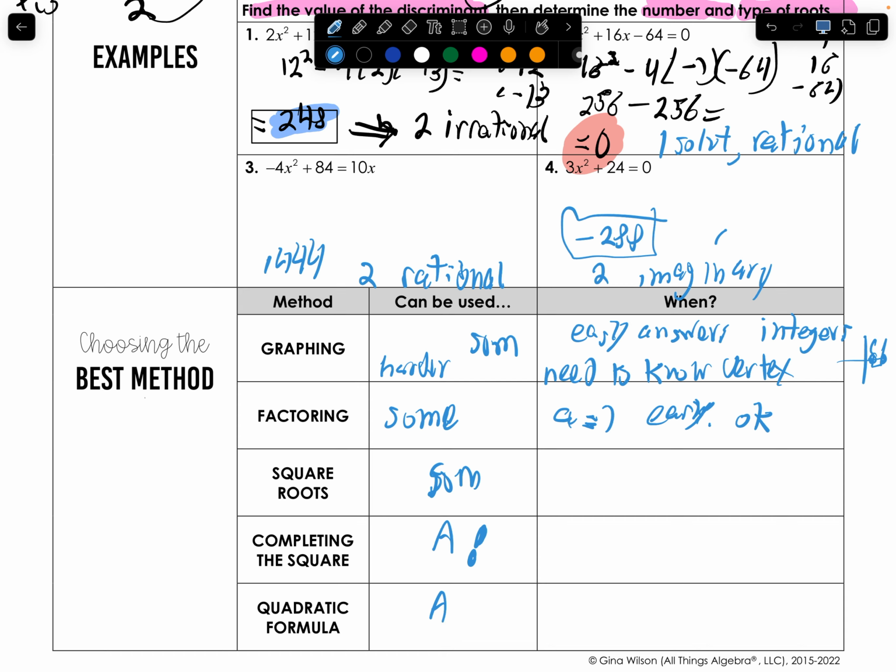Square root. Remember the square root. You'd have to have something like this, if it was just the x squared term. But if you had something like this, you couldn't do the square root. This one you can do the square root of both sides, but this one you can't because you've got the x piece there too. That won't work because of the b term. So you can do the square root method if there's no b term. Okay, this says sometimes, I think.